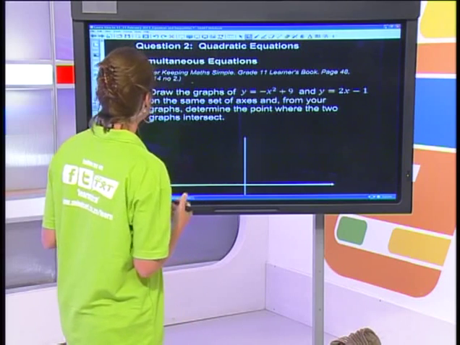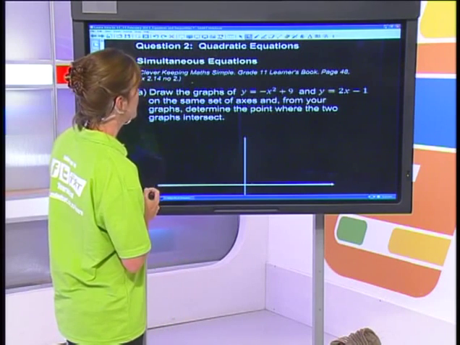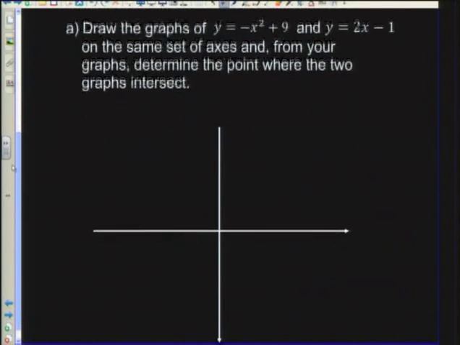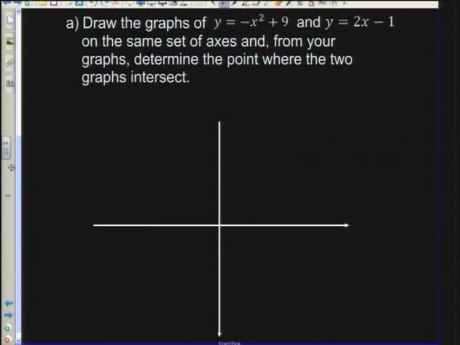Okay, they've told us over here to draw the graphs of y equals negative x squared plus 9, which, because it's an x squared, we all know by now is a parabola, and y equals 2x minus 1, which we all know by now is a straight line graph. And they've asked us to draw it on the same set of axes, and from your graphs determine the points where the 2 graphs intersect each other.